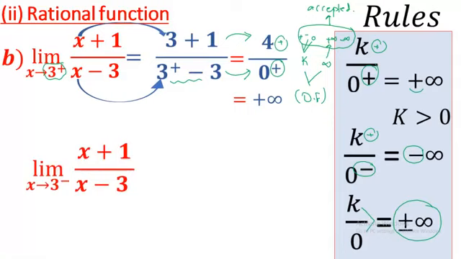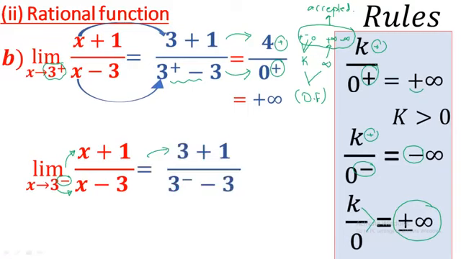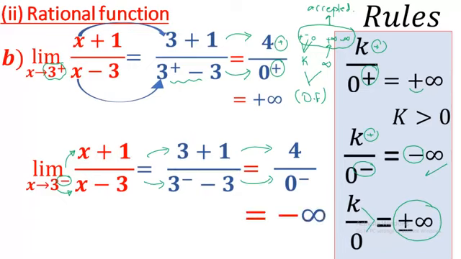I have limit as x tends to 3 minus for a rational function x plus 1 over x minus 3. I will substitute 3 minus in the denominator because I care if the answer in the denominator is 0 plus or 0 minus. But in the numerator I don't care, so I will substitute by 3. To get 3 plus 1 over 3 minus 3, and the answer is 4 over 0 minus, and any positive number over 0 minus, the answer is minus infinity, and it is determinate.